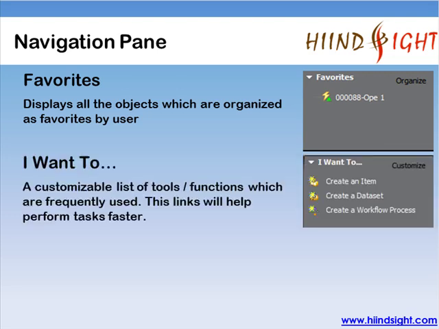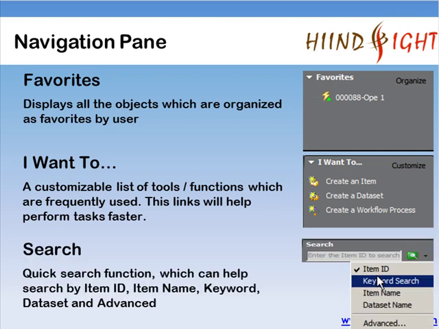Then there is a section with a customizable list of tools and functions used very frequently. The user can customize this section and access the functions much faster, improving their productivity. Then the most important feature is the search feature. It's called quick search as it's faster and can search only by item ID, item name, keyword and dataset name.